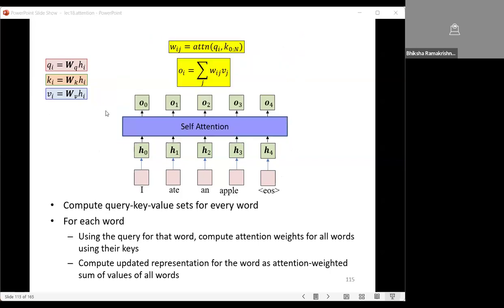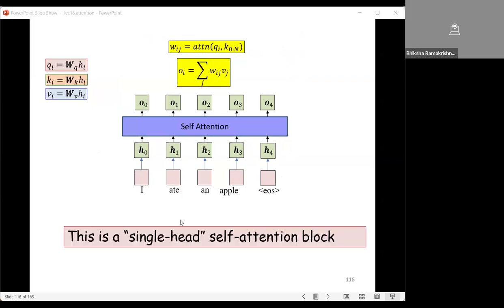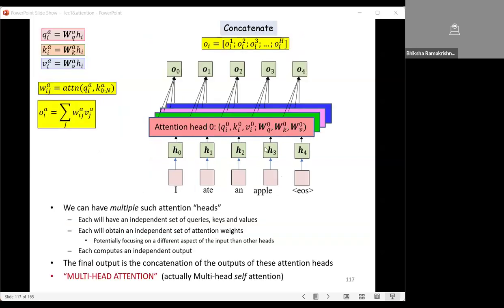And so this is what I'm going to call my self-attention block. This is a single head self-attention block, but then I can generate multiple sets of queries, keys, and values. Each of them is going to generate a different updated value of I, and I can concatenate all of them to get an updated representation for all the words. And so now this is a multi-head self-attention block. Is this making sense?